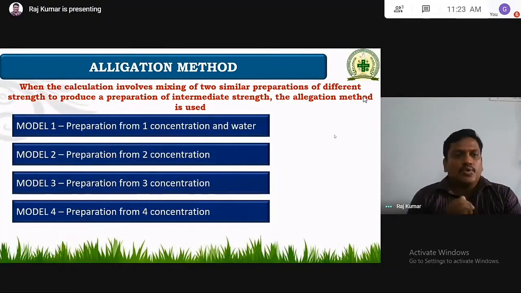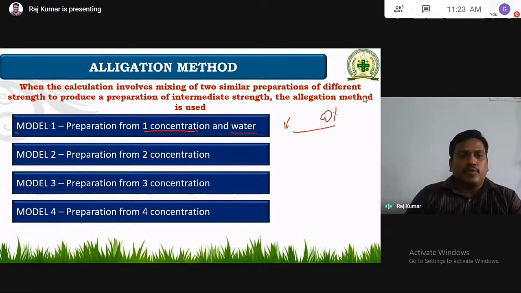So there are 4 models. We call it a model simply because there are 4 types of problems, different modes. The first model means the preparation having one concentration of solution and the remaining one will be water. The preparation having one concentration and the remaining will be 0%. Then this will be model 1.